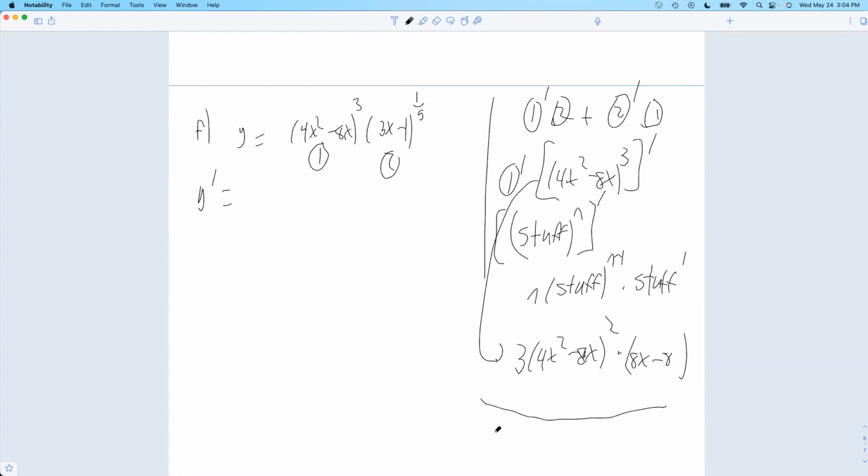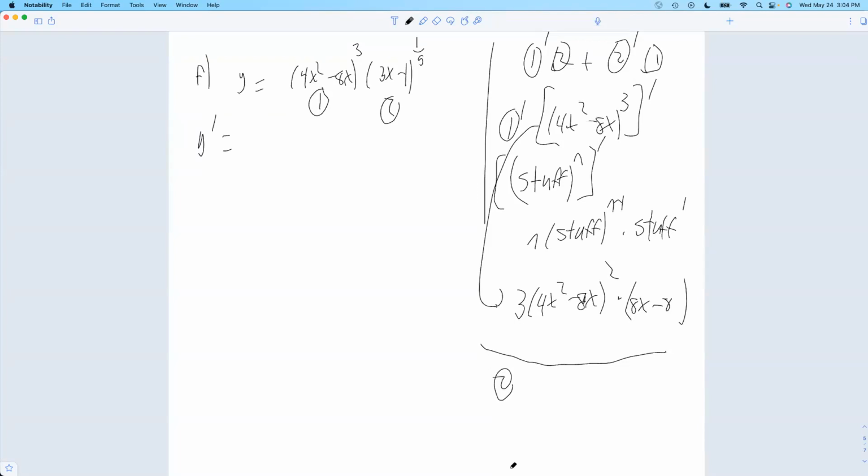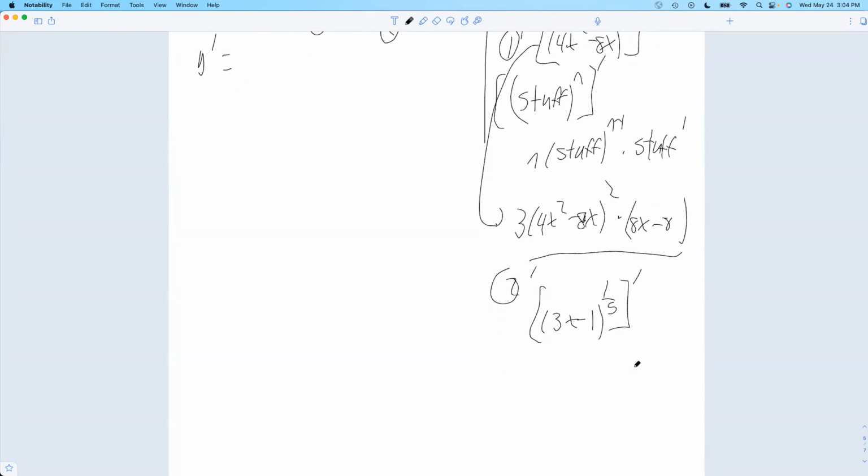Now let's also do 2 prime. That is really ugly. 2, that guy was 3x minus 1 raised to the 1/5 power, and I want his derivative. Anything to a power's derivative is bring the power down to ground level, leave the inside alone, and then drop that power down by a full 1.